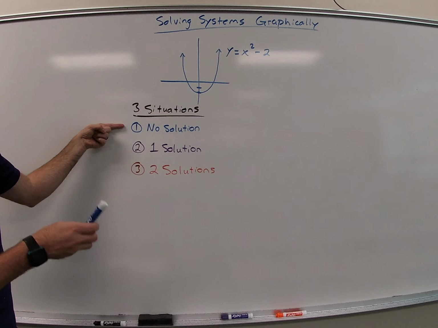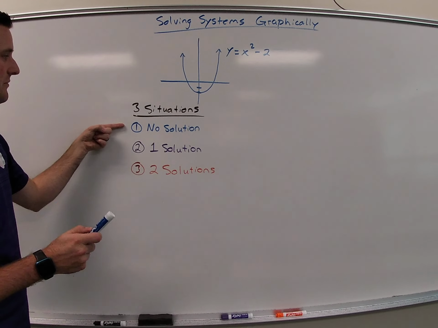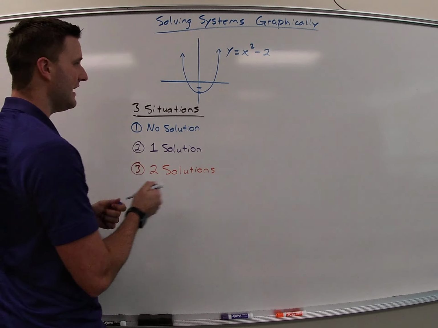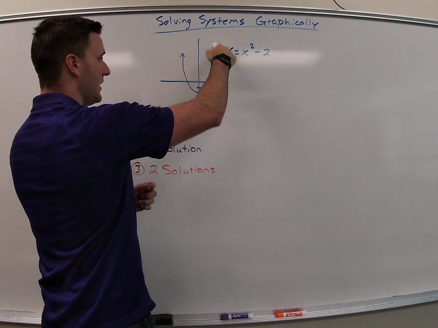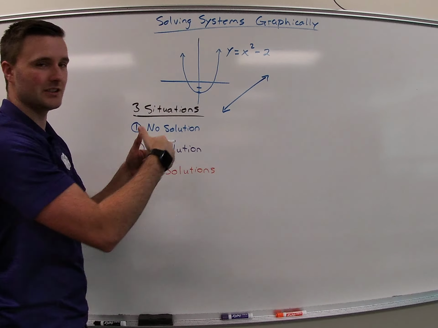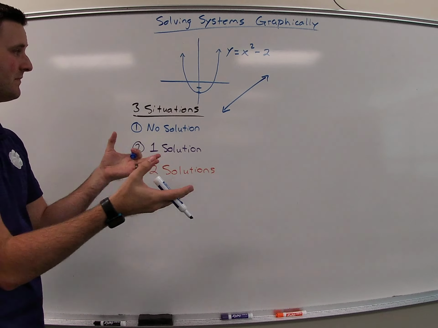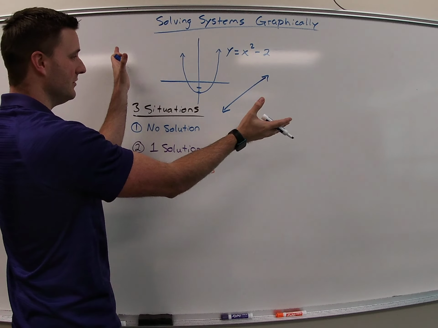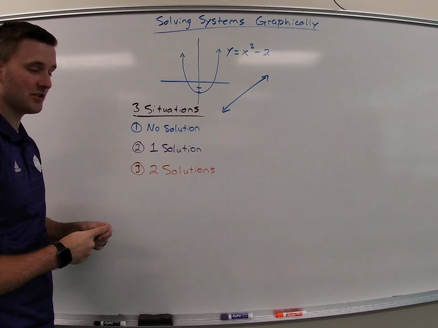So the first situation that I'm going to use in blue is where I have no solution. And so if I have no solution, that means that the quadratic and the line never cross. They never cross each other. So there's no solution. So because these are never going to cross ever, we have a situation where there's no solution.